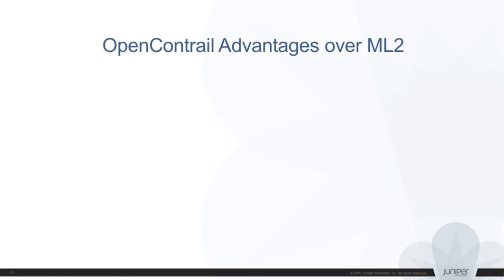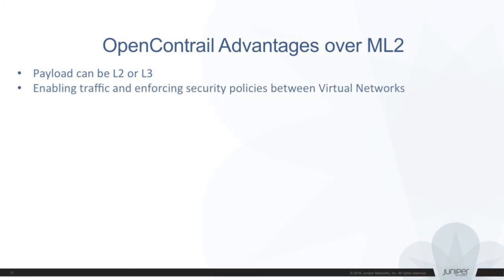Contrail basically has thought through some of the issues. So they have done a better job of integrating some of the tenant information with the network, and the advantages are great, and it proves itself in the marketplace because it is second to ML2, and that's why we are comparing it today. One of the advantages OpenContrail has is it can carry both L2 and L3 payloads. That's interesting because it can help in many different ways.